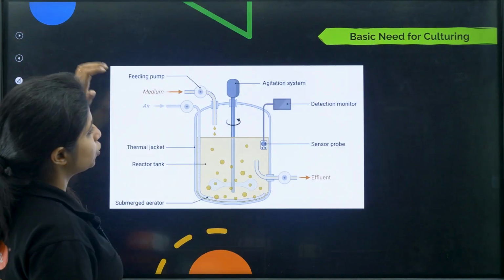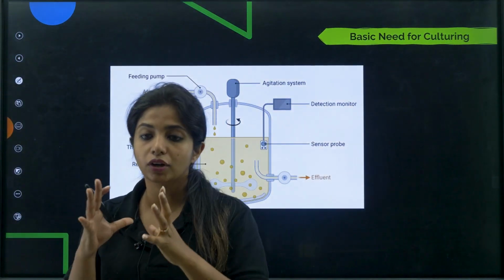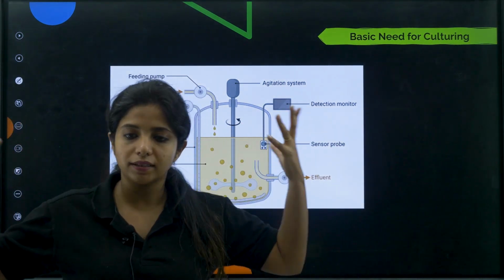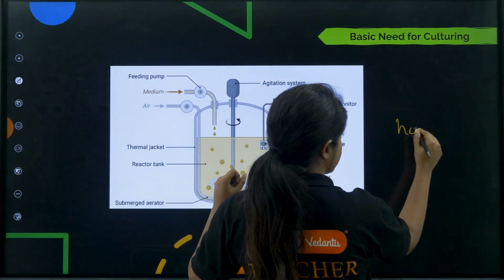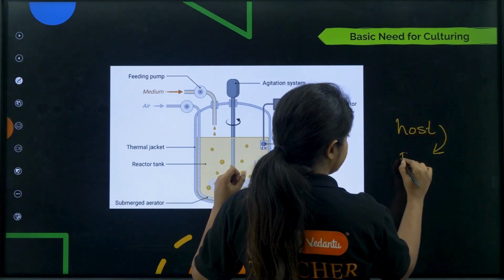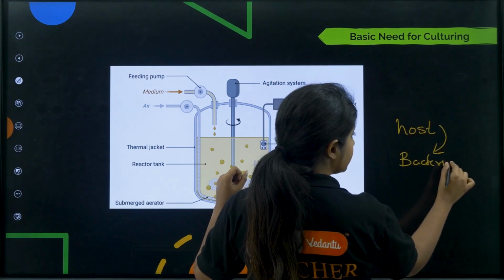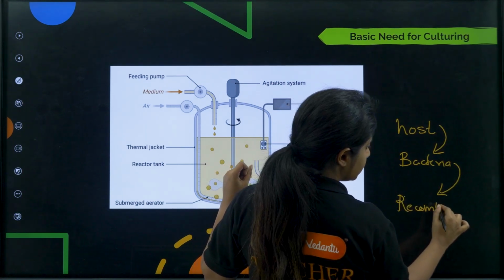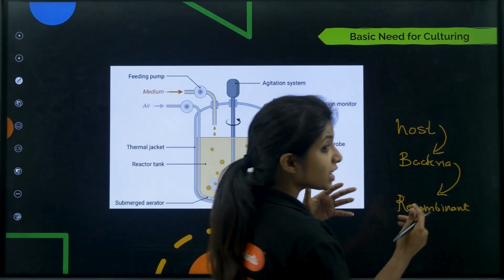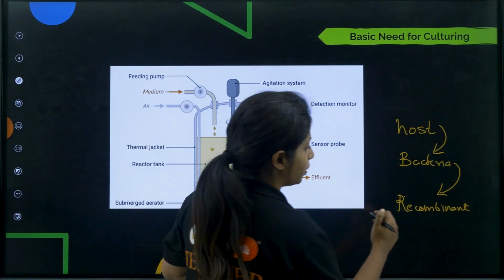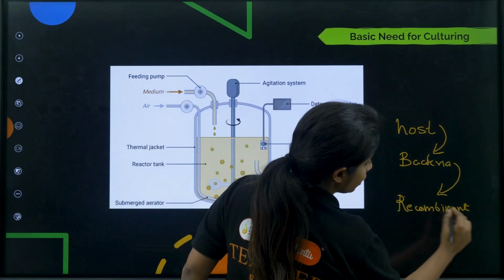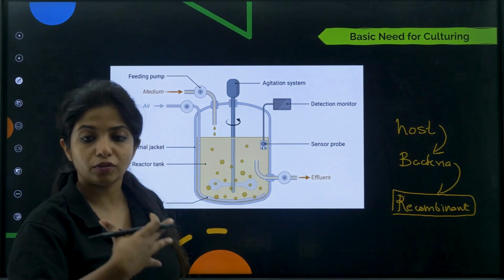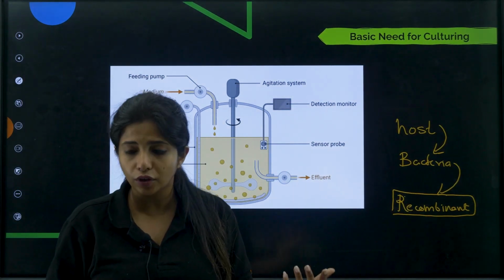So today's topic. The basic need for culturing: the host is a bacteria that is having the recombinant plasmid, as in it has a plasmid which has our gene of interest, what we wanted. So it is a recombinant bacteria that we want to grow up, because we want to increase the amount of the product that we are looking forward to.